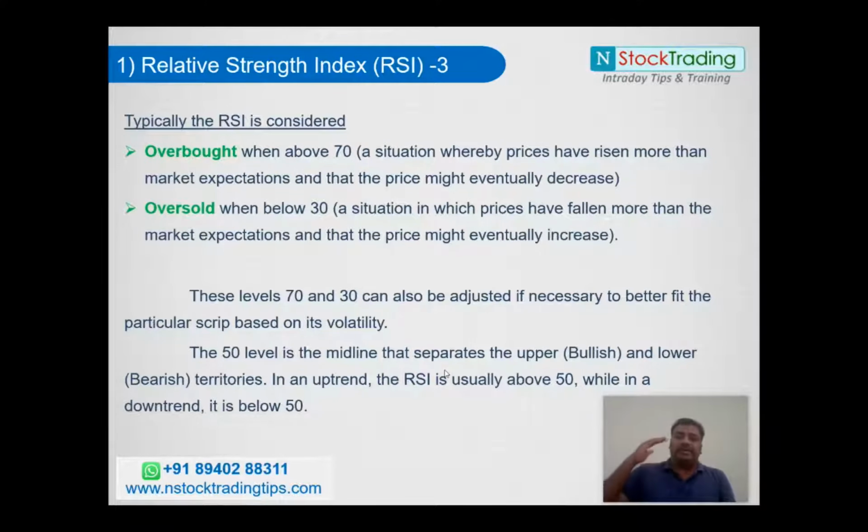And there is one more line which is called the 50 line. Anything above 50 we consider as bullish, and anything below 50 RSI value we consider as bearish. So keep this in mind. More than 50, the market is in a bullish trend, and less than 50, we can understand the market is in a bearish trend.